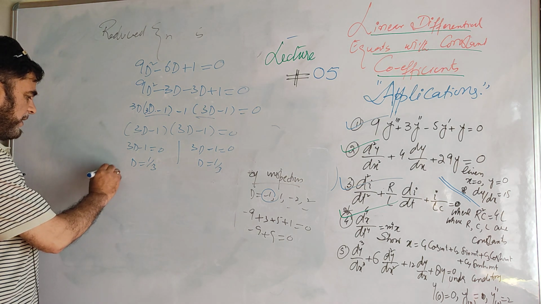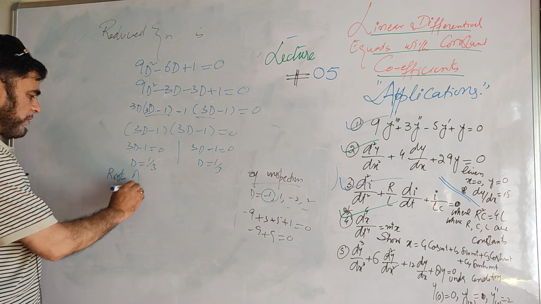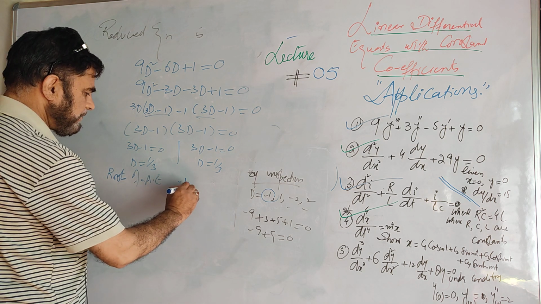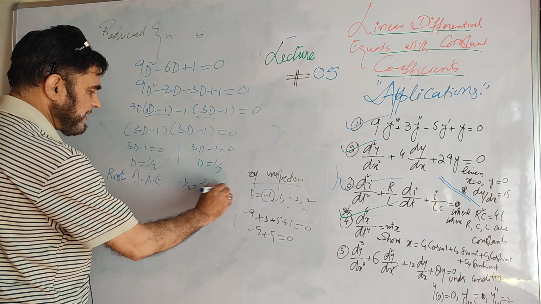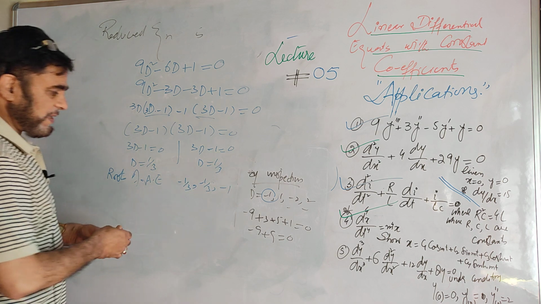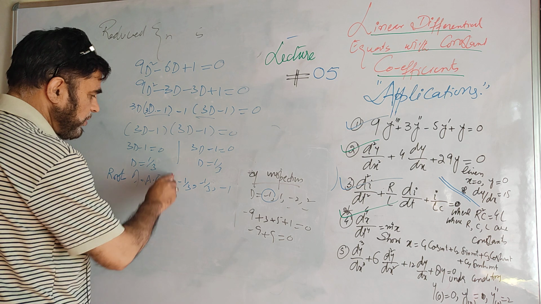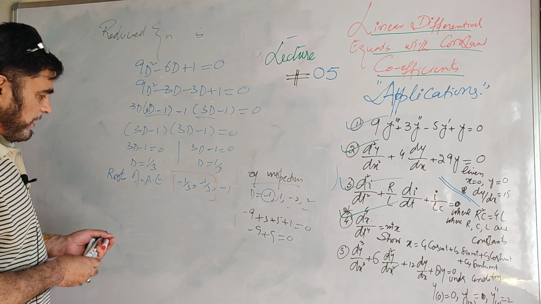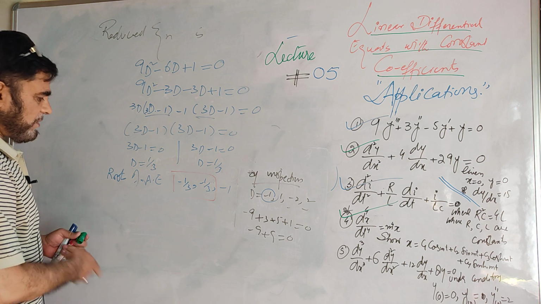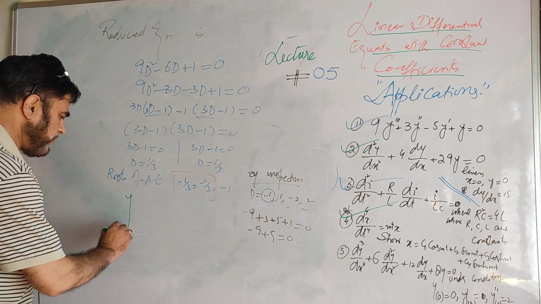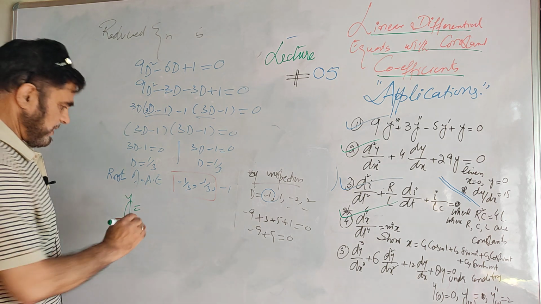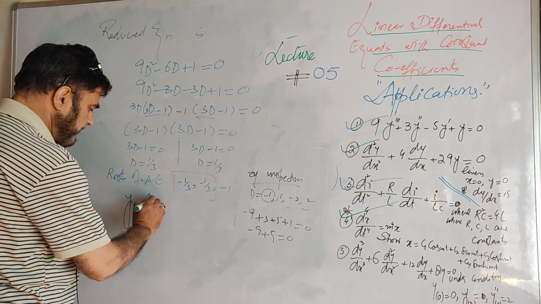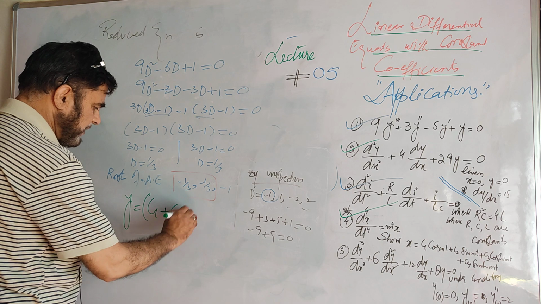So roots of auxiliary equation are -1 by 3, -1 by 3, and -1. But these two are repeated. You have to apply the repeated case for these. How do you go for the repeated case? You write y is equal to, you have to introduce two constants, that is c1 plus c2x, as you know.